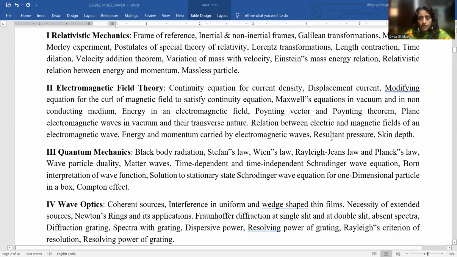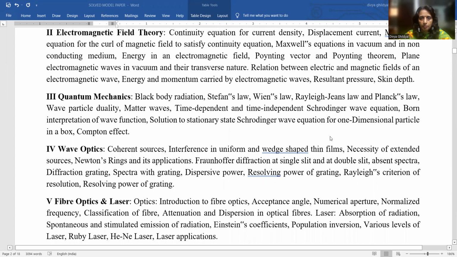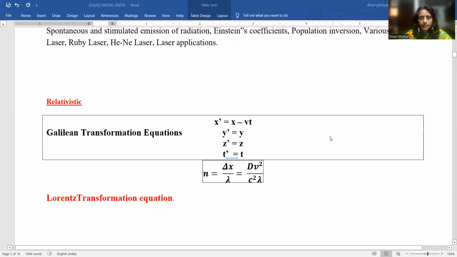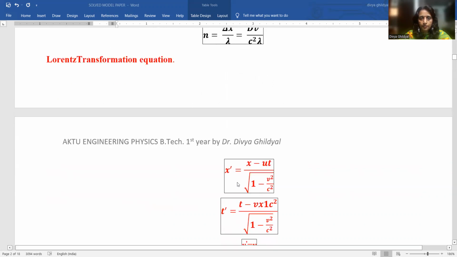Continuity equation, displacement current, Maxwell's four equations, quantum theory, black body, Stefan's law, coherent sources, wedge-shaped film, Galilean transformation equations. The fringe width I found in my experiment was n is equal to del x by lambda equal to dv square upon c square by lambda.